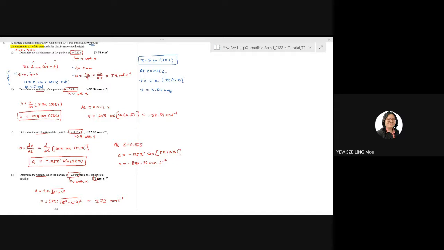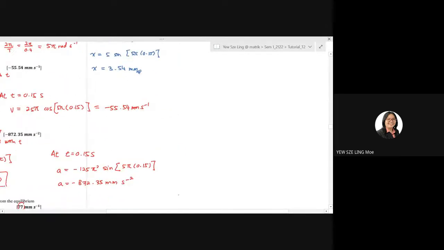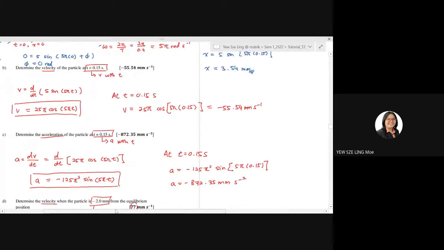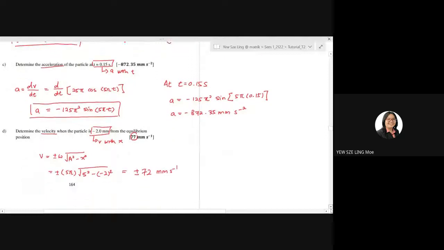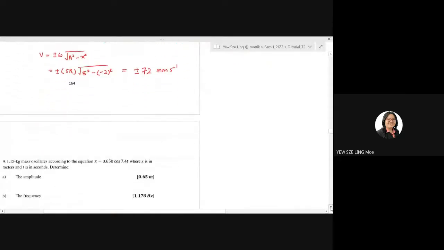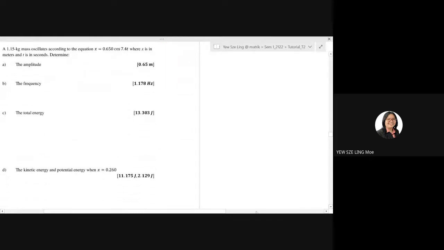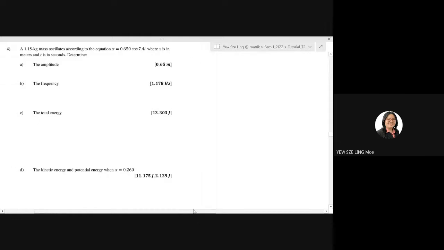So now let us continue questions 4. Okay, let me zoom in first. Okay, so now make sure you know how to choose the right equations to use in your solutions in the questions. All right, if you are given displacement, then you use equations with x. If you are given time, then you use equations with time.